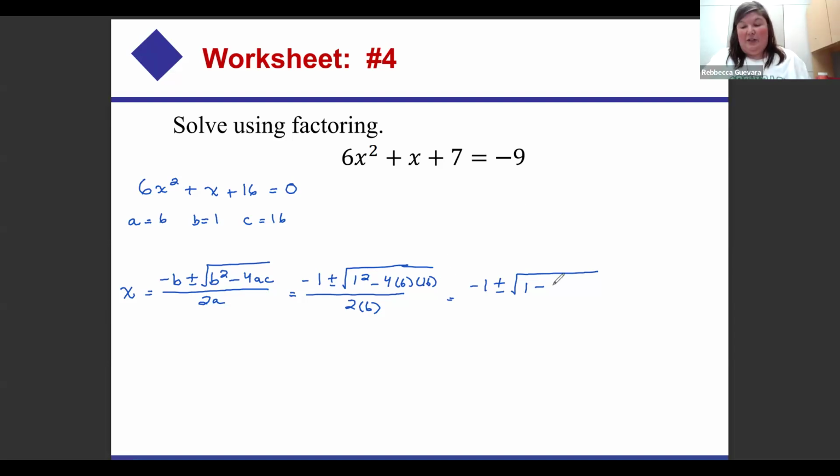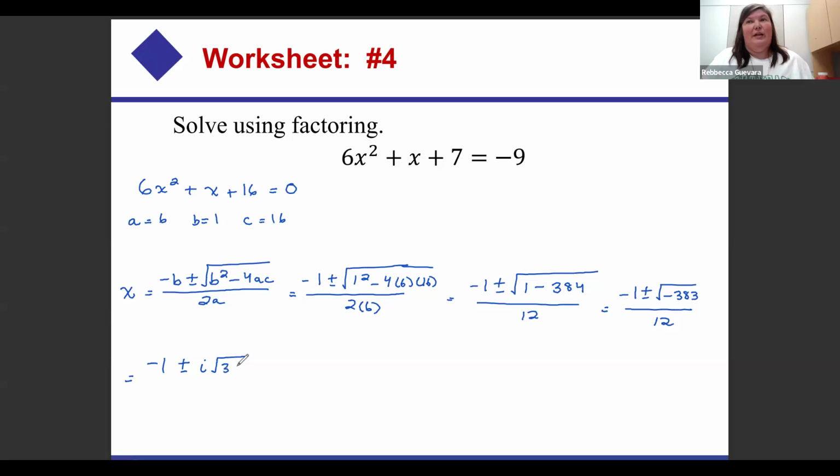Oh, I keep missing the button on my phone. Well, that'll be 1 minus 384. So that is minus 1 plus or minus the square root of minus 383. Well, now that we know about complex numbers, this negative I could pull out, and that's just i square root of 383.